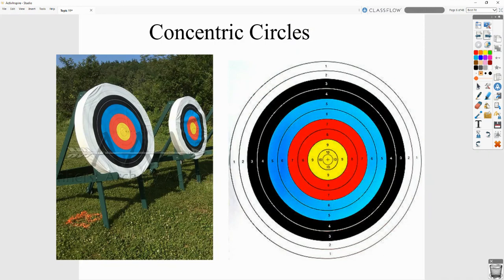Okay? These rings on a target are an example of concentric circles. They're all in line with each other on the same plane, and they all have the same middle right here at the bullseye of that target. Right there in the center is the middle of every single one of those rings, right? So that's one example of what concentric circles would look like.